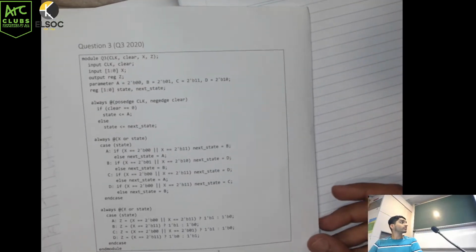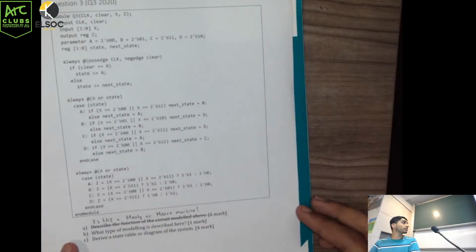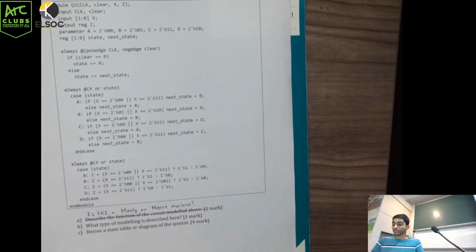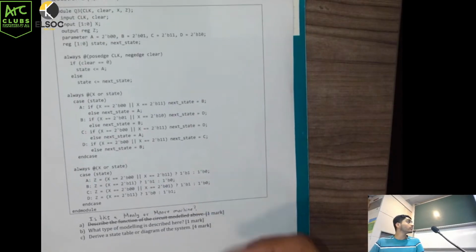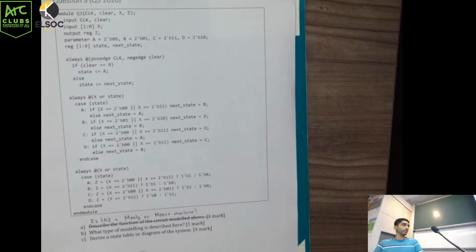brand new page, we are given this whole dump of code. Right? All this code. Part A, is this a Mealy or Moore machine? Part B, what type of modeling is described here? Is it data flow, structural, or behavioral? And part C is draw a state table or diagram.